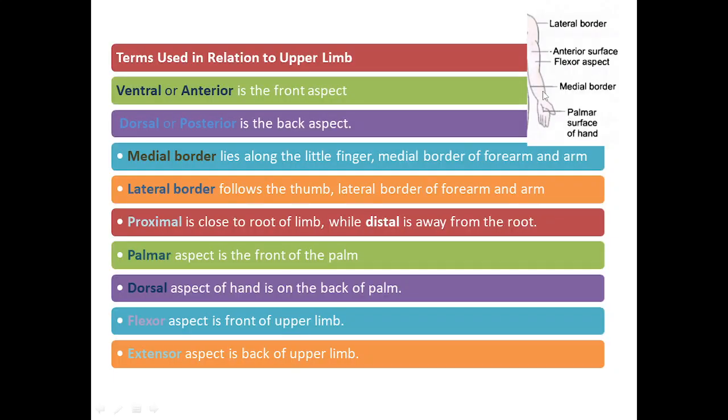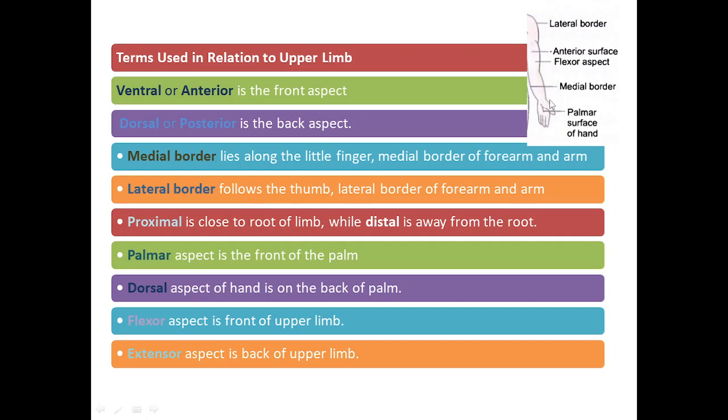This is a picture. You can see ventral or dorsal. This is ventral or anterior aspect. The back is dorsal or posterior aspect. This is the medial border towards the little finger. This is the lateral border towards the thumb. This is proximal side and this is distal side.